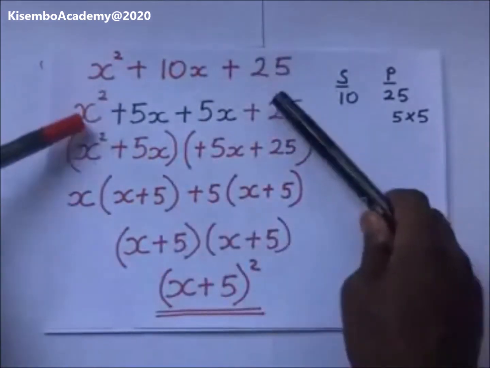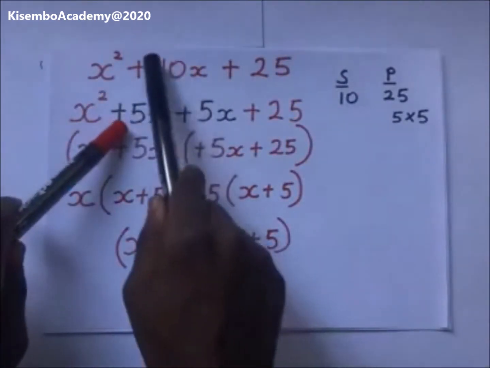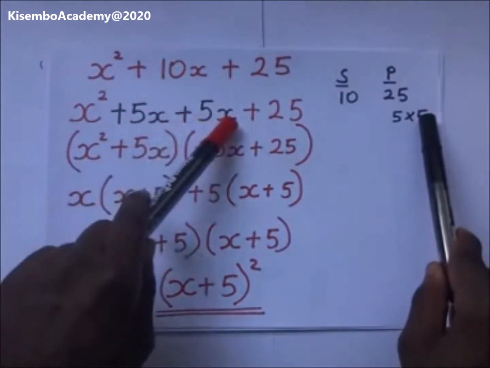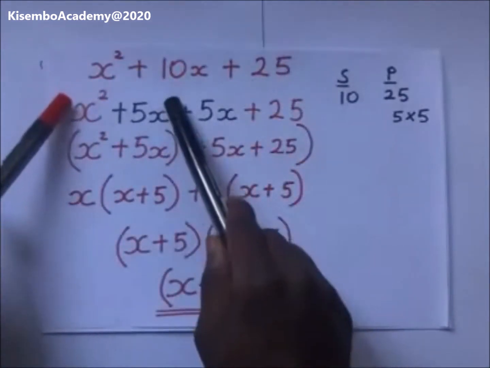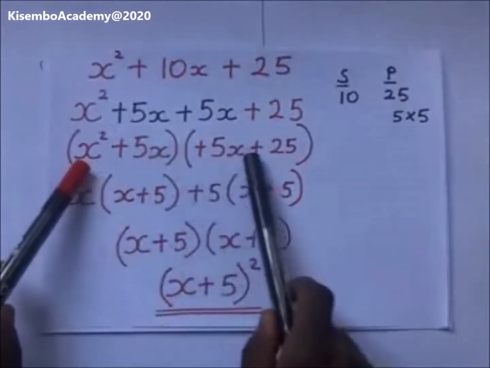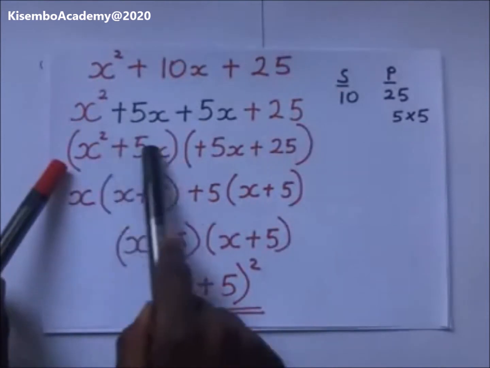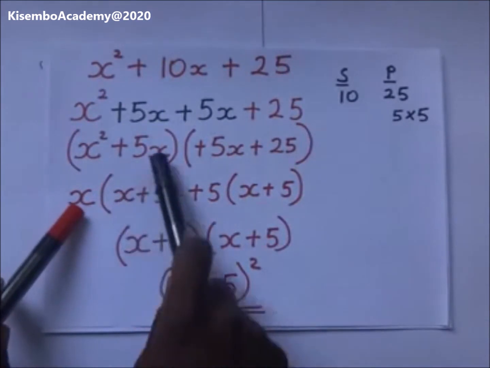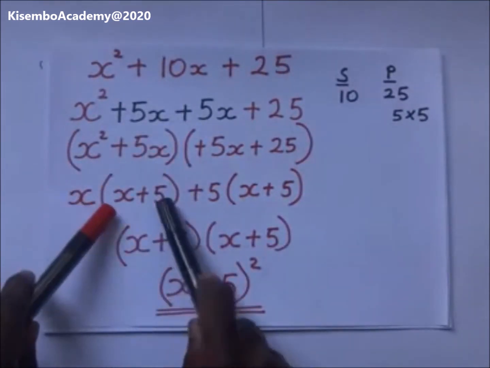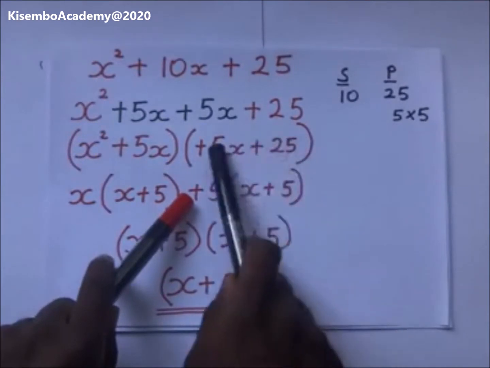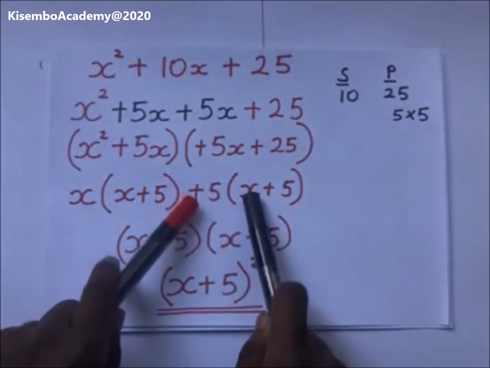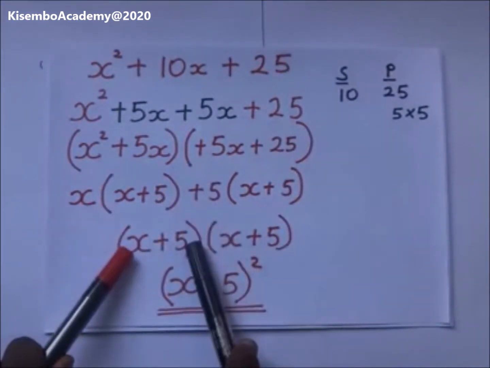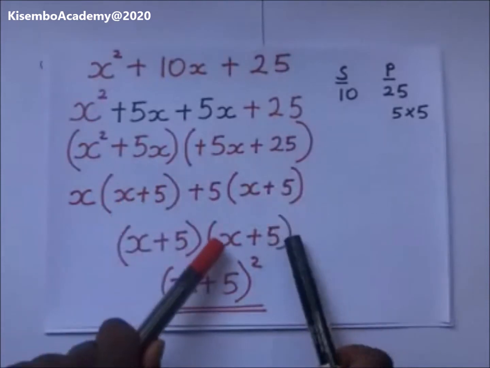That is why in our next step, it is x squared plus, we ignore this middle term, and we say it is 5x plus 5x, then plus 25. Then we introduce brackets here and there, and then we factorize this. x comes out of the brackets. x squared divided by x gives us x. 5x divided by x gives us 5. Then likewise, the common factor here is 5. So 5x divided by 5 is x. Then 25 divided by 5 is 5. So you end up having x plus 5 in one bracket, then the terms in the brackets in another bracket.